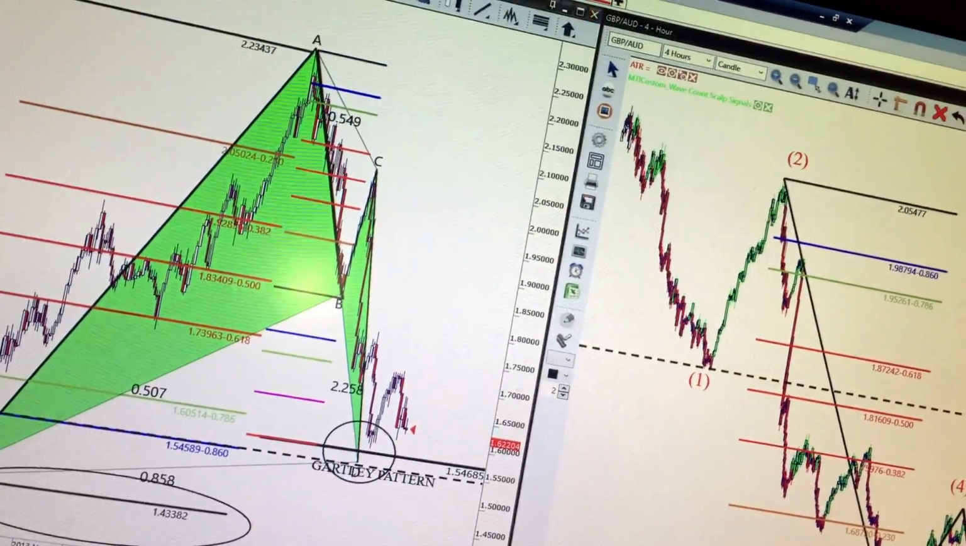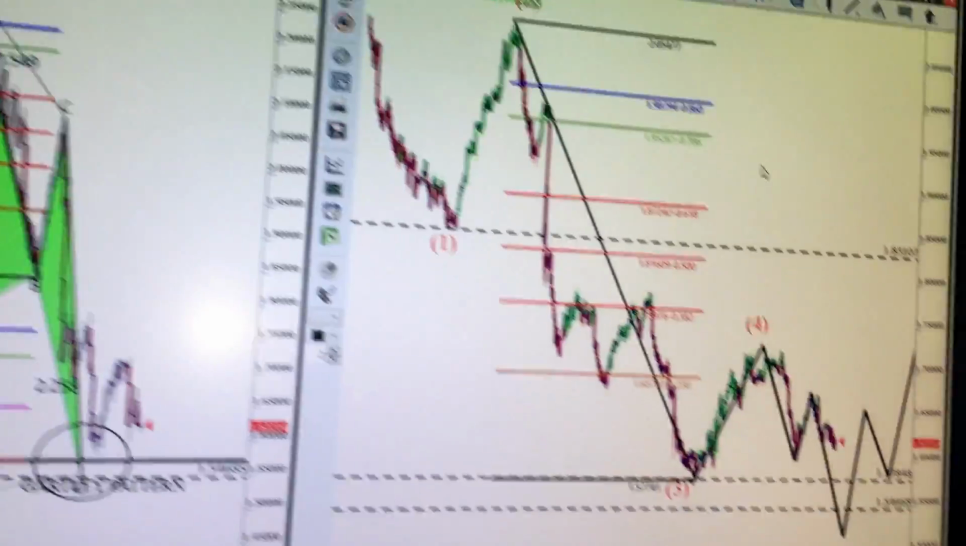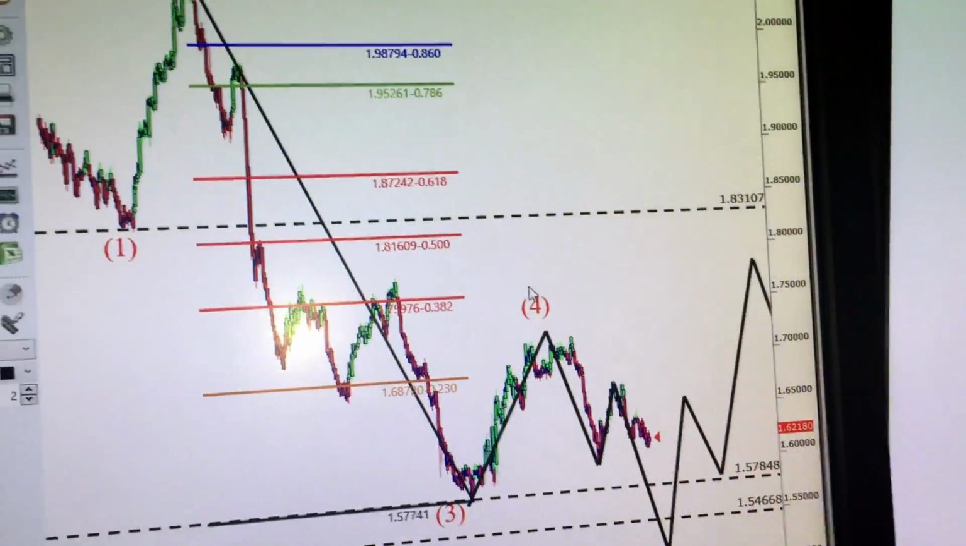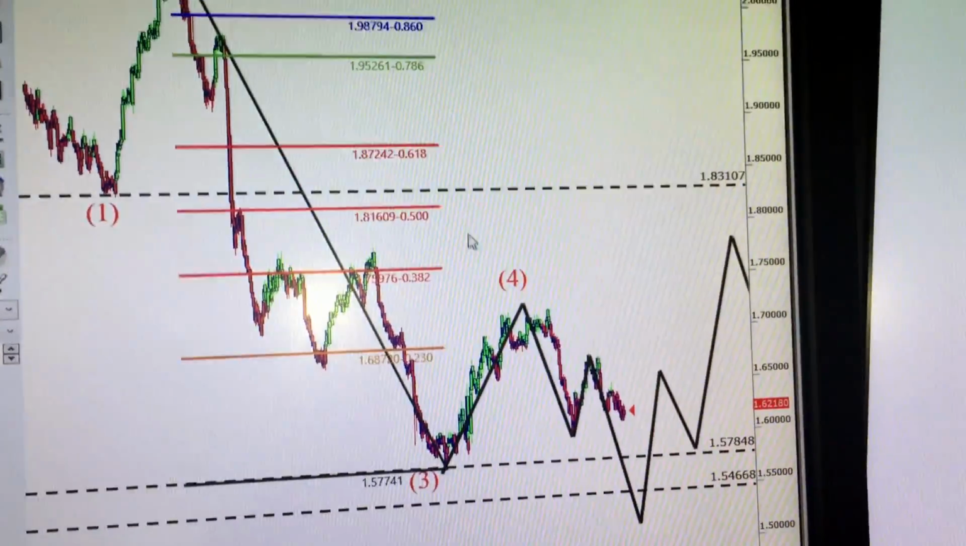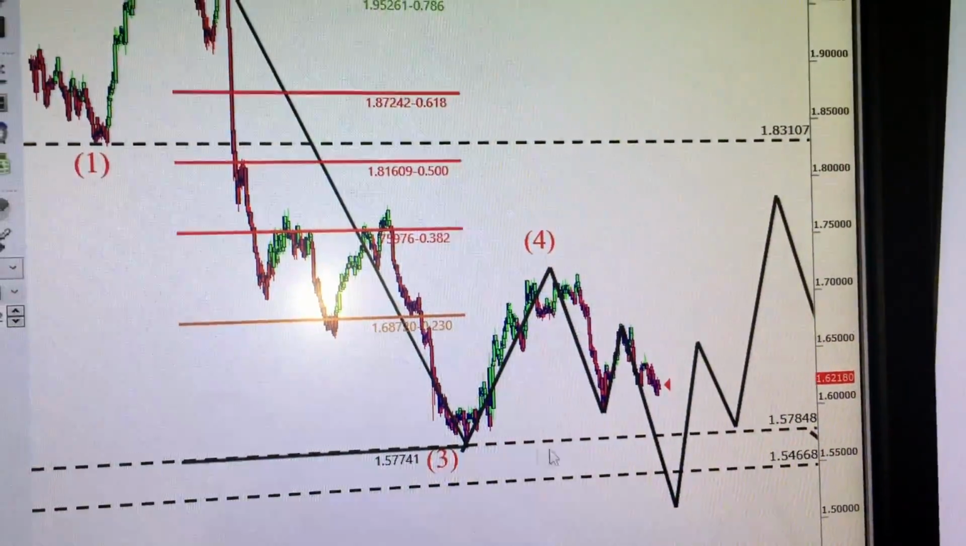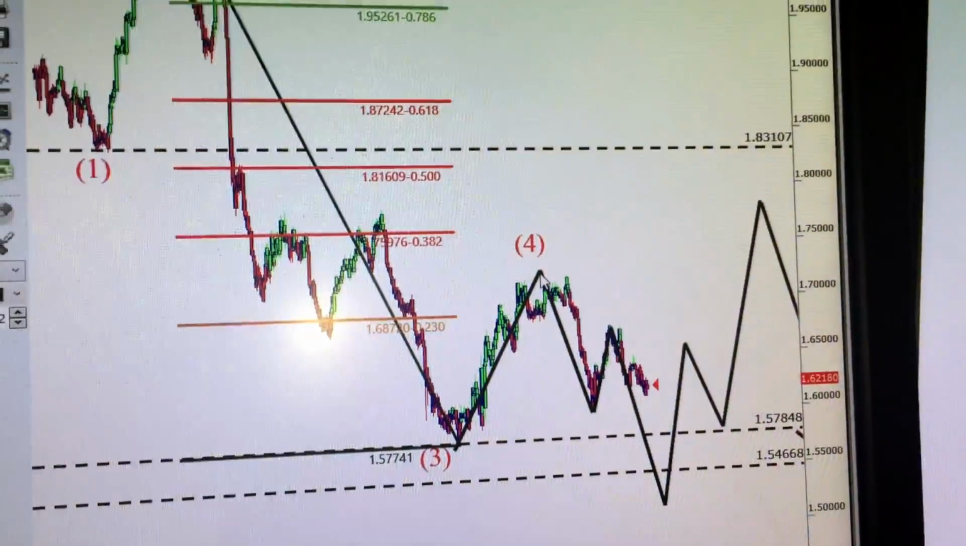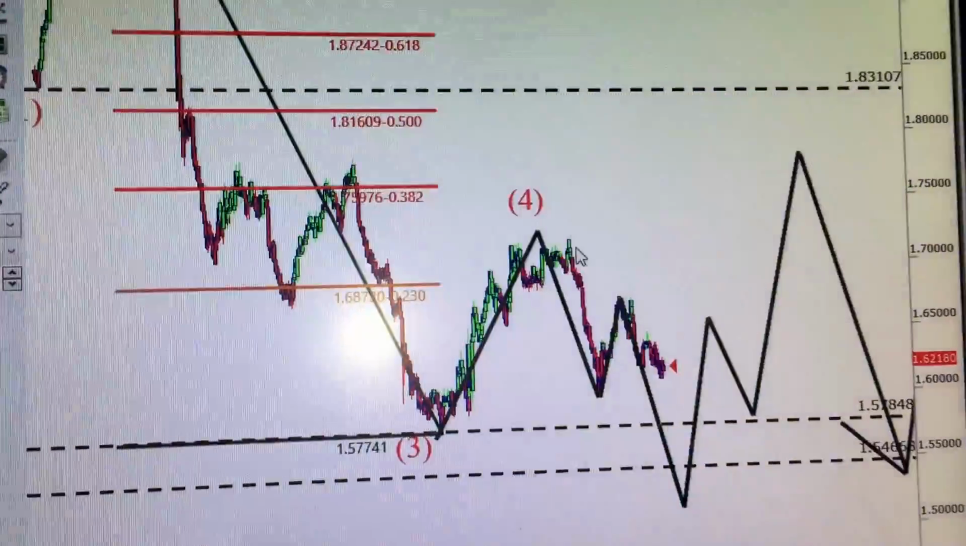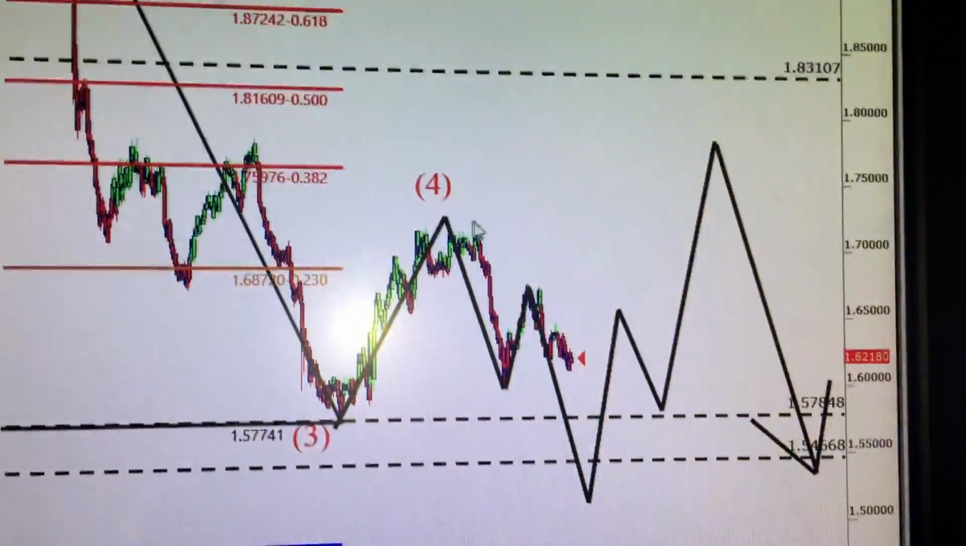Now, if I go to the 4-hour time frame, the 4-hour is real range bound. And why I say it's range bound is because we may potentially see the market take out this low. And then when it takes out the low, just like you see with these black lines that I've drawn in here, this is what I'm potentially thinking the market's going to do.